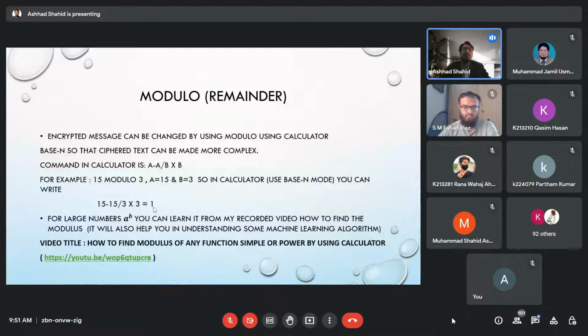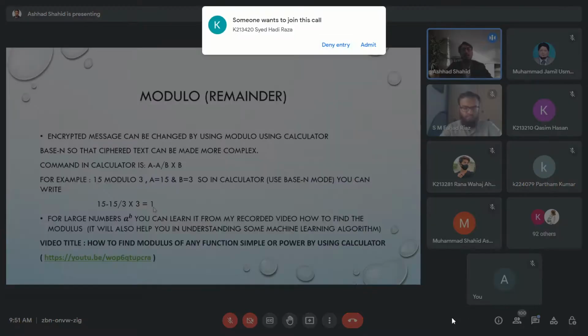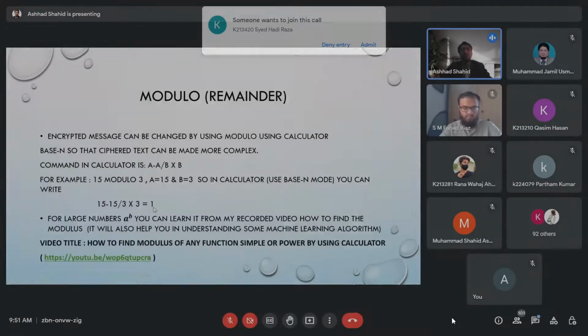So I've made a video on this, and I'm giving a reference. It will be useful for your understanding of some machine algorithms also. In that video, I describe how it works for high powers, and how you can find the modulo for a high power or larger number.